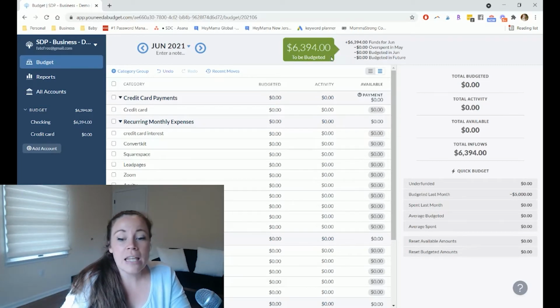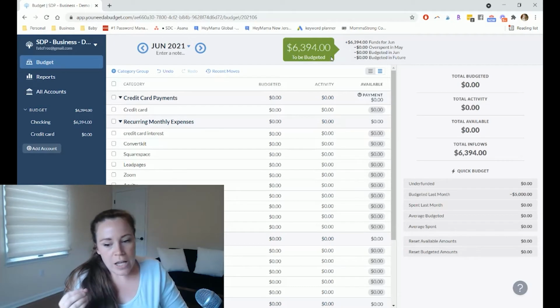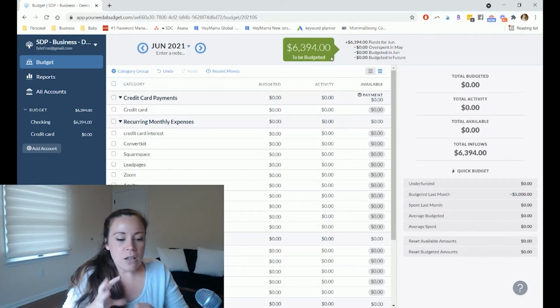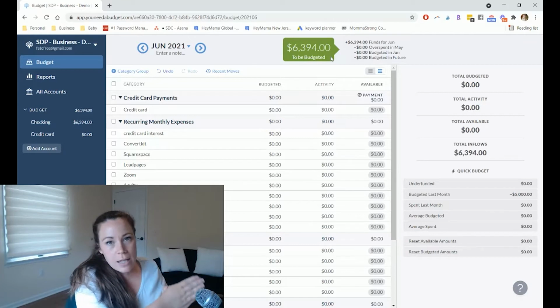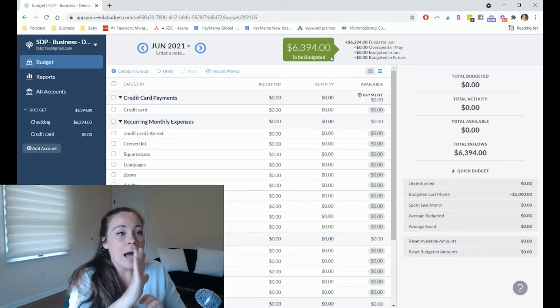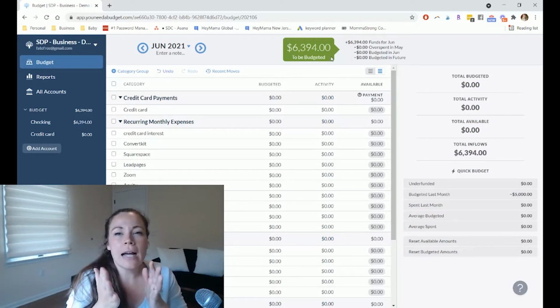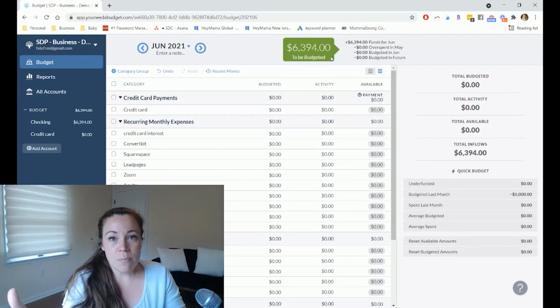Now, instead of making those decisions on June 15th and June 23rd and June 30th, just making those decisions day by day, we are already making these decisions now. So before the money even comes into our account, I already know that money is allocated. In your head, it's kind of like the money has already been spent.